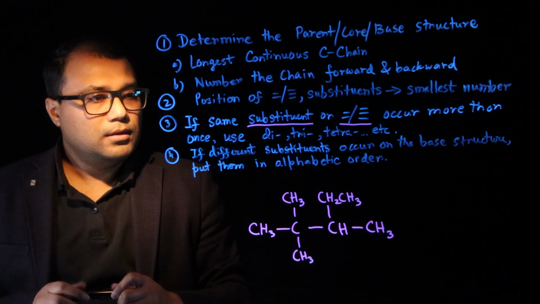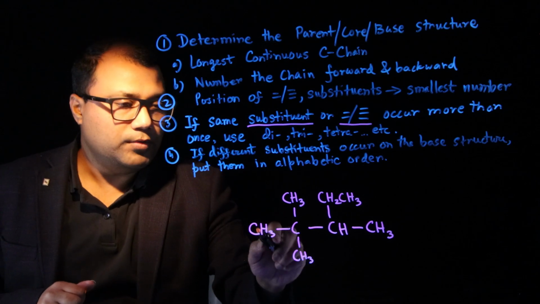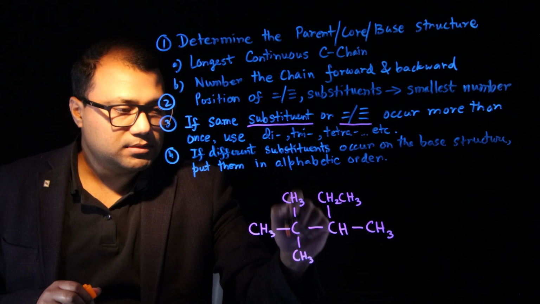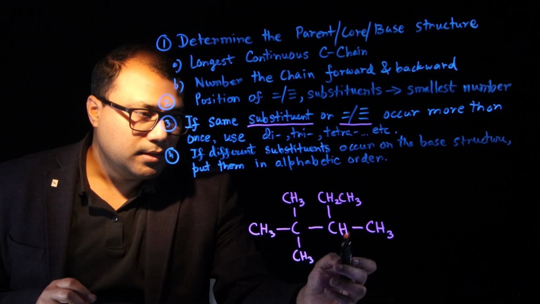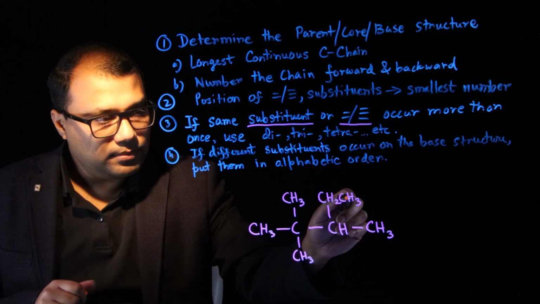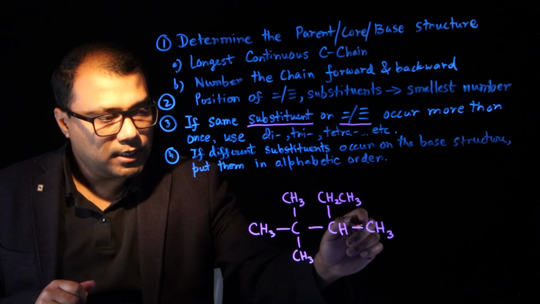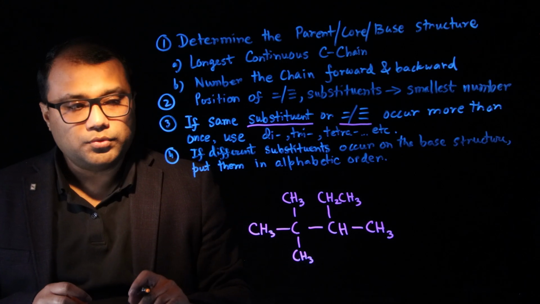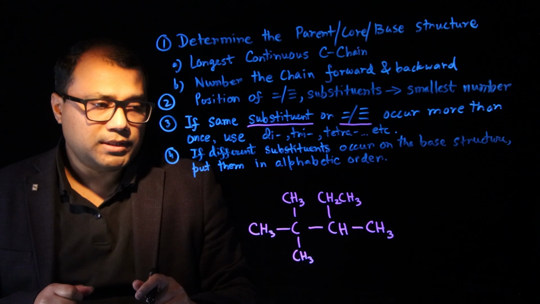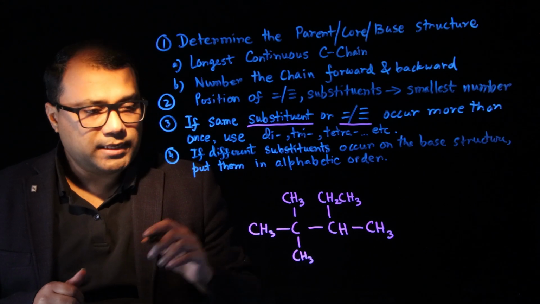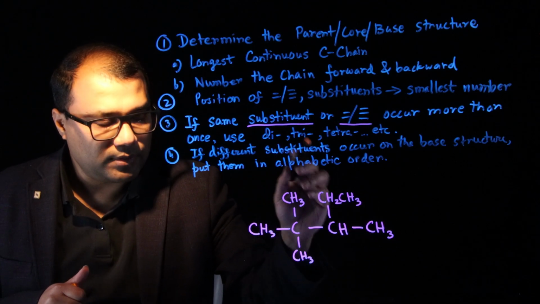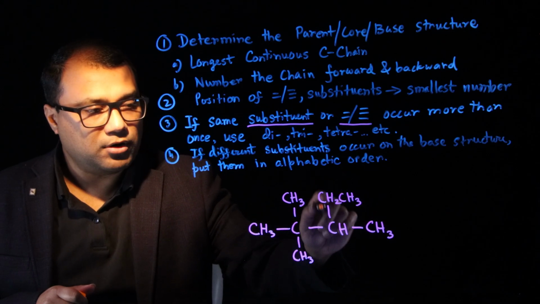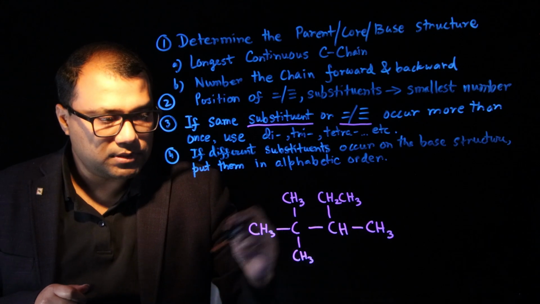In this case, what's the longest chain? 1, 2, 3, 4, 1, 2, 3, 4, 1, 2, so this, this or this is basically the same. There is one issue here though. This could be the longest chain, 4 carbon, and this could be also the longest chain, 4 carbon. So there is another rule to determine which chain to take as the base chain. Just take it from me that this will be the longest, and I will illustrate later on what rule determines this as the base chain and not this. Let's just assume this is the base chain.